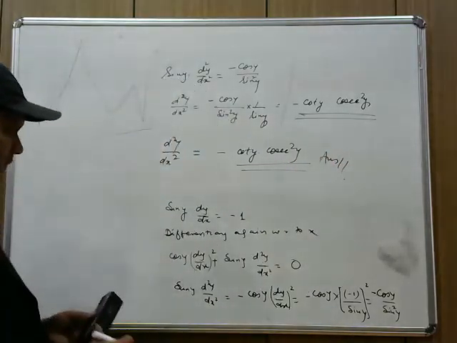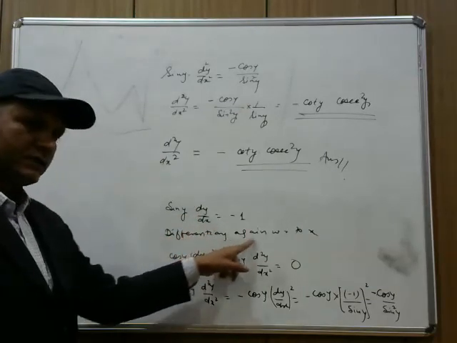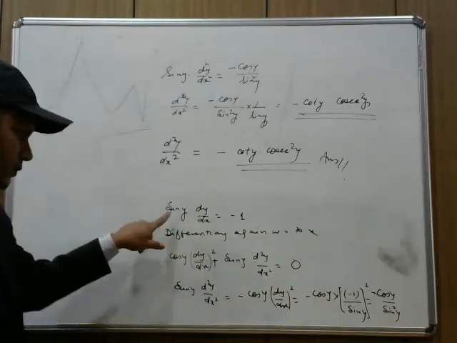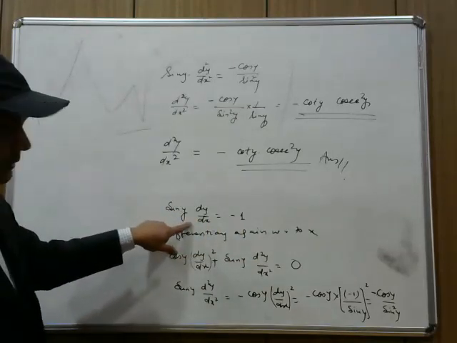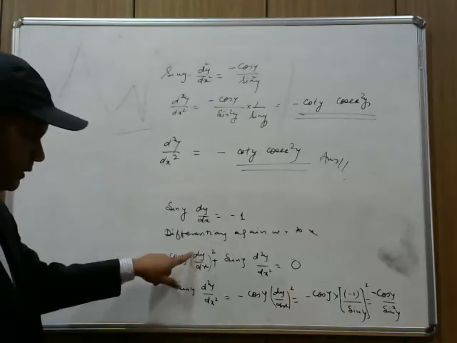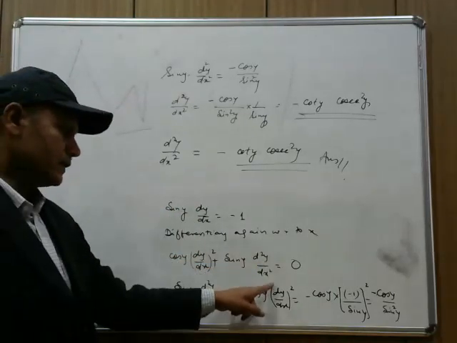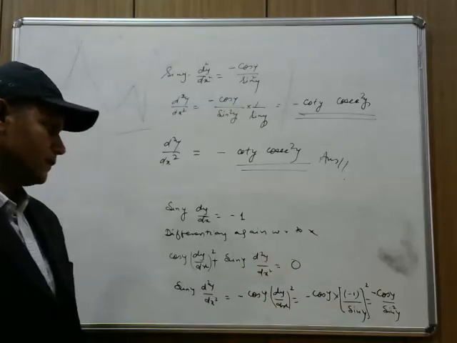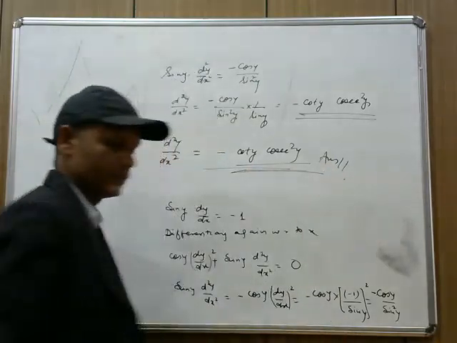Here sin y into dy/dx is equal to 1. Differentiating again with respect to x. Differentiation of sin y is cos y into dy/dx, and dy/dx is already here, that's why here dy/dx whole square plus sin y into d2y/dx square is equal to 0, right? And this is the answer of this question.